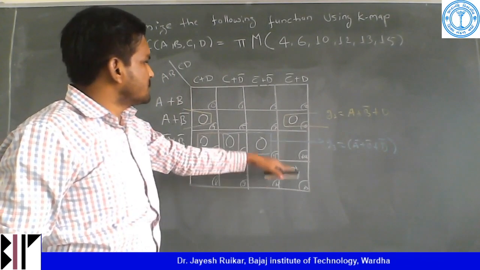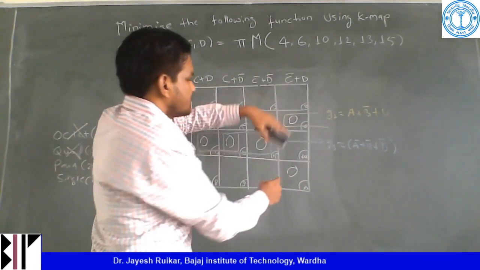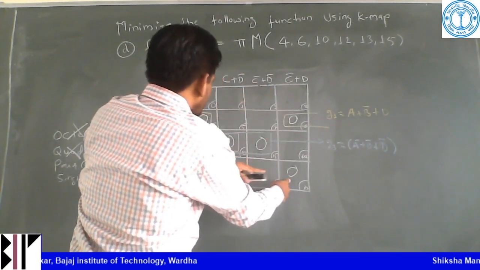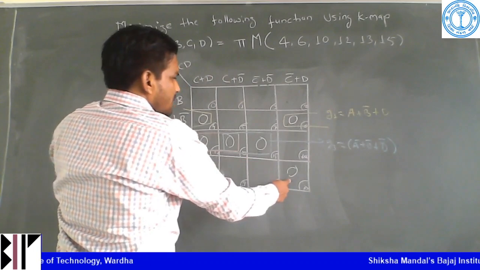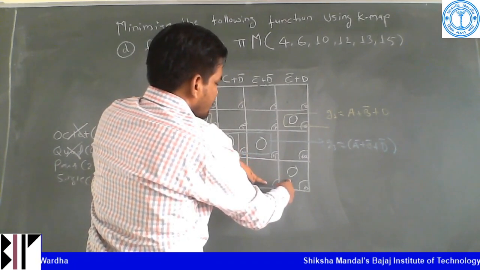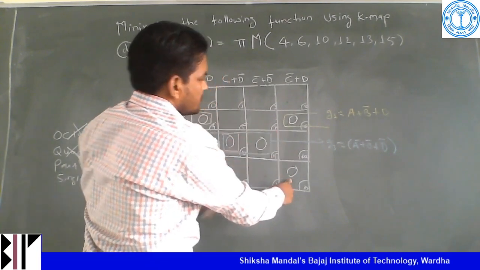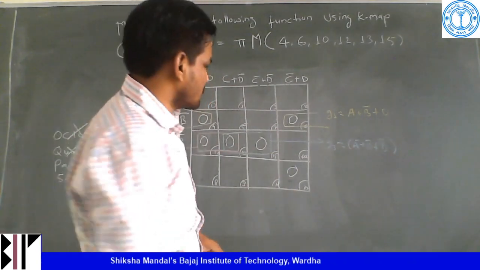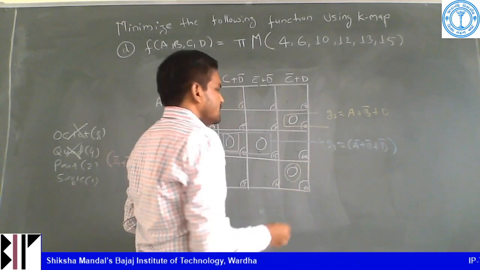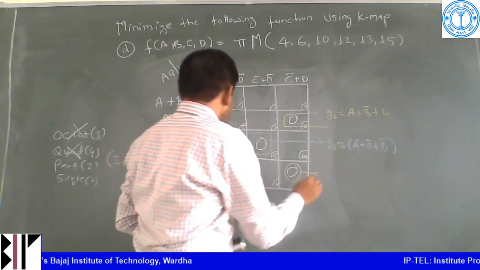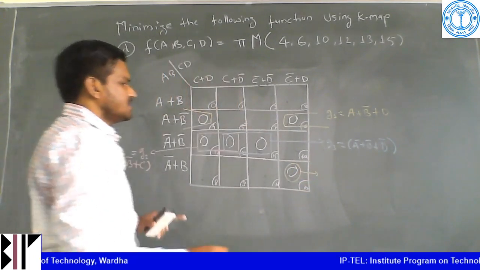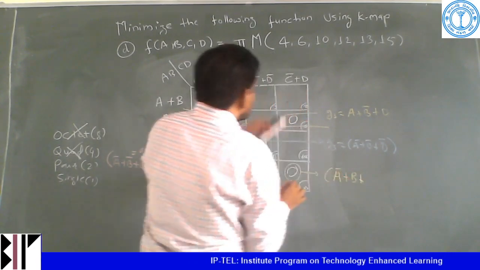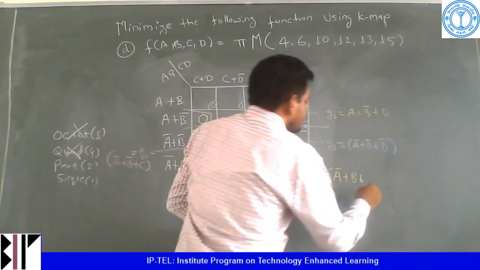So this 0 cannot be combined because its adjacent can be cell number 2, its adjacent can be cell number 8, its adjacent can be this 11 or 14. So there is no 0, so we have to group it as a single. And the equation for this is A bar plus B, plus from top side C bar plus B.